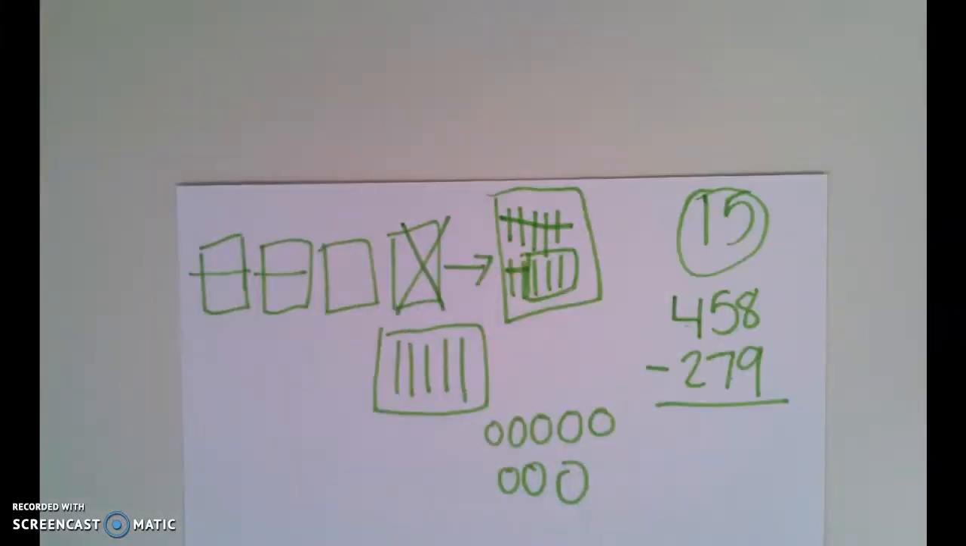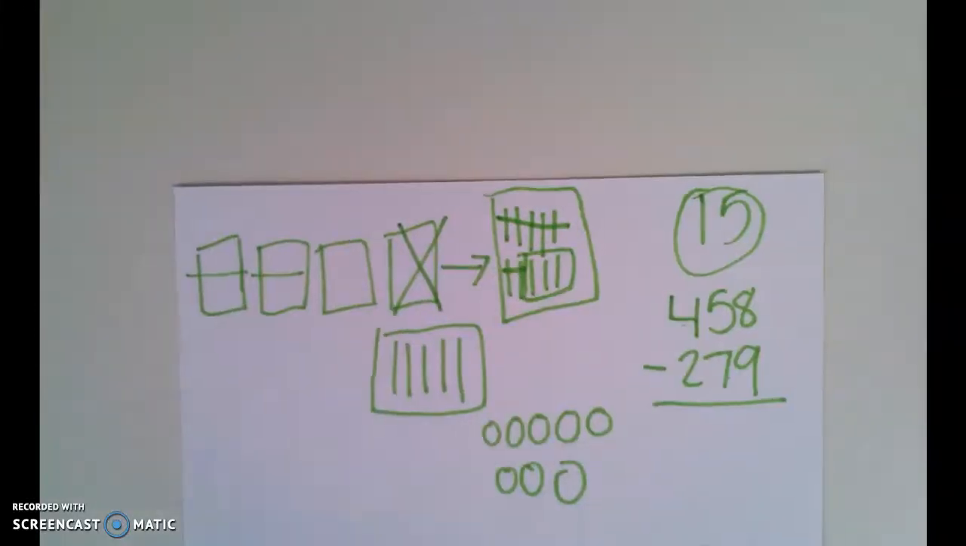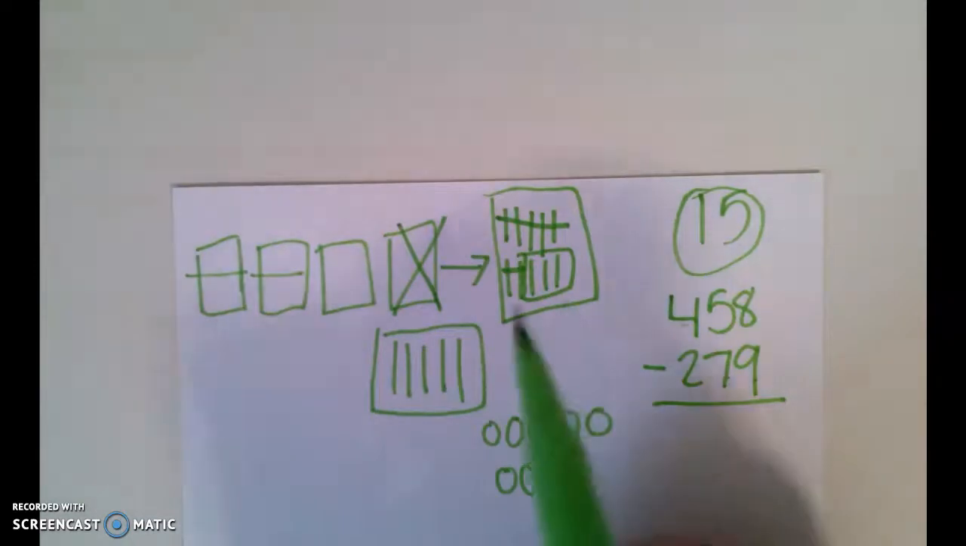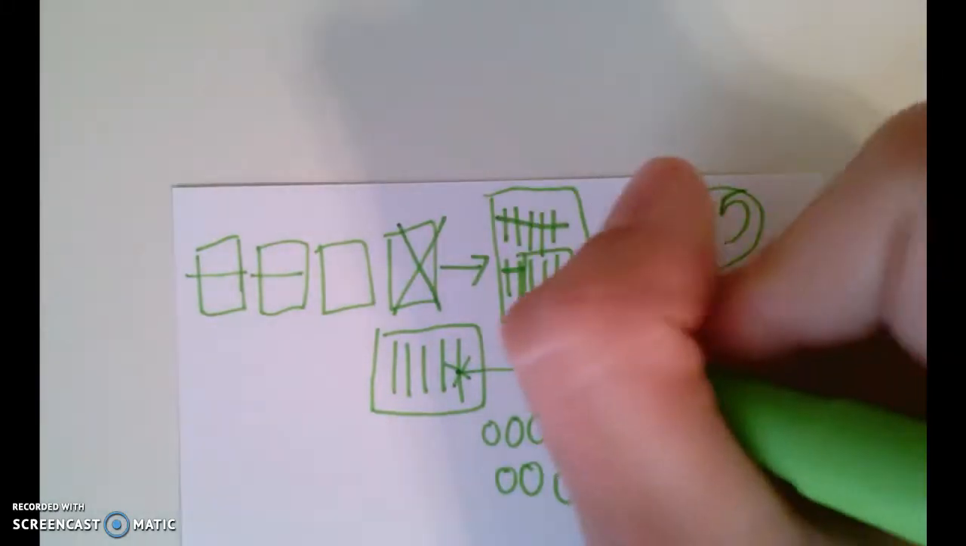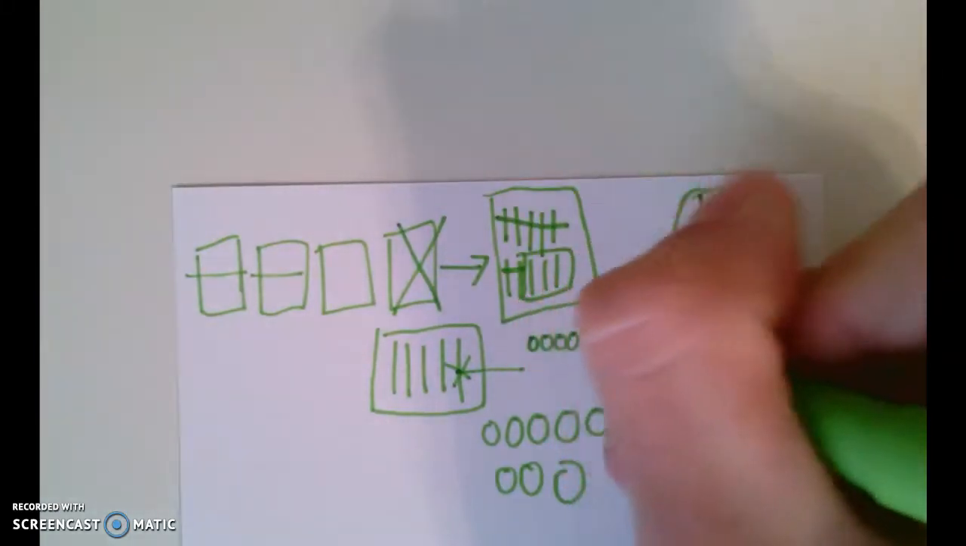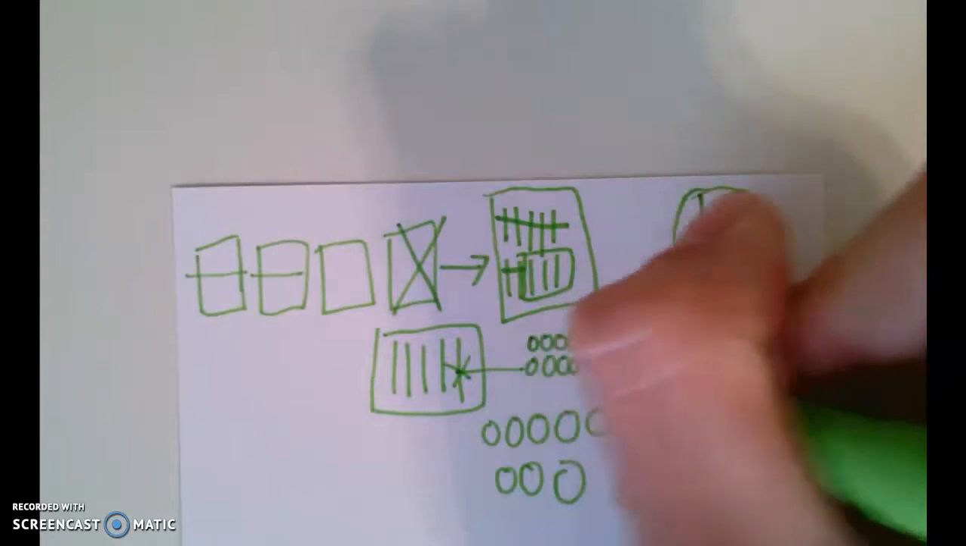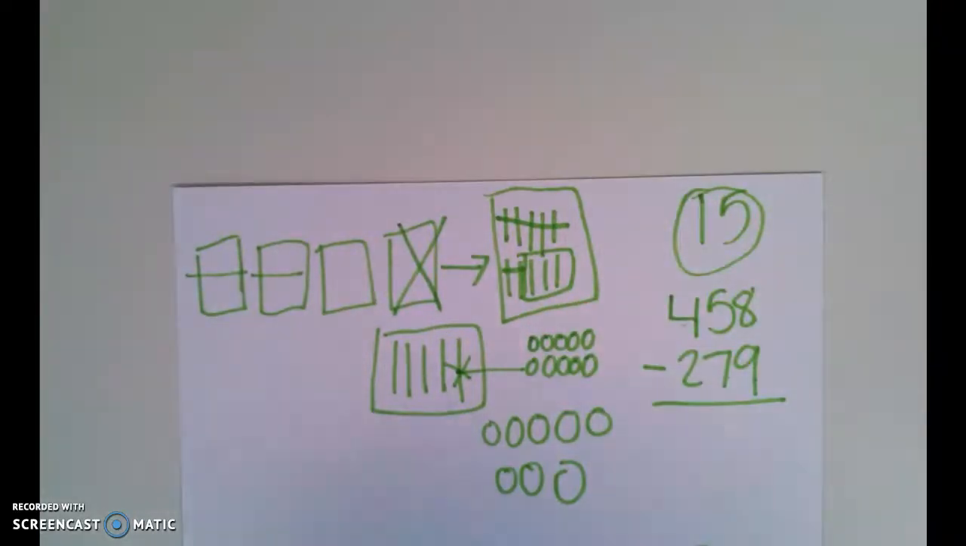I'll look at my answer at the end. Now, can I take 9 ones away from 8 ones? I can't. I need more ones. How do I get more ones? I ungroup a ten and get 10 ones. And now I have a lot more ones. 10 plus 8 is 18. I have 18 ones now.